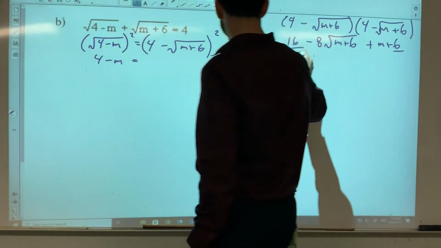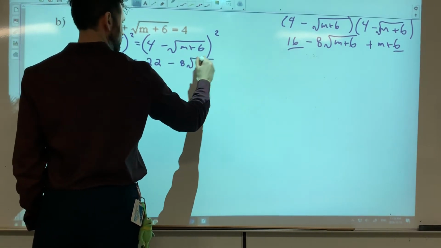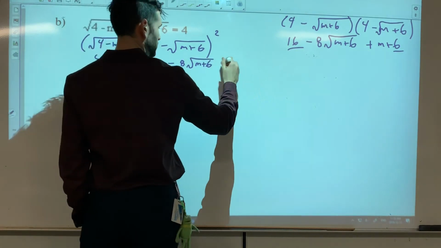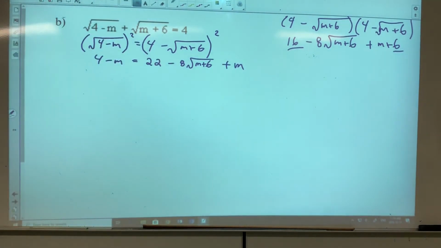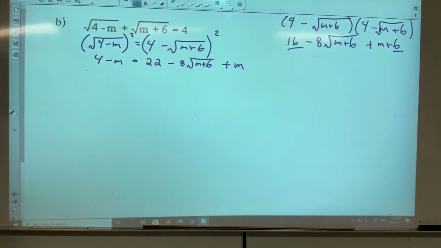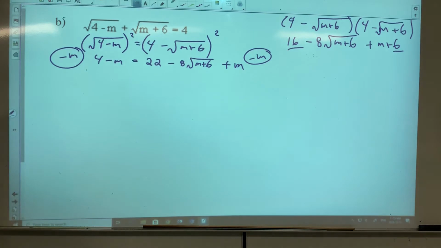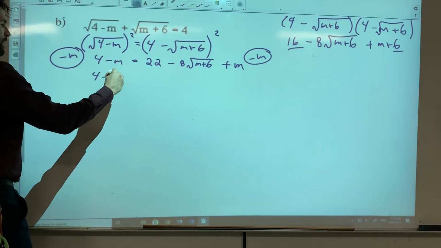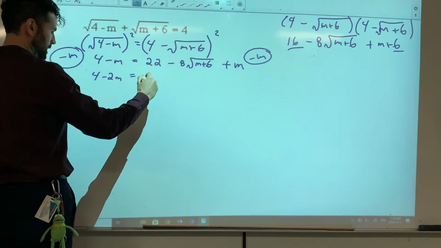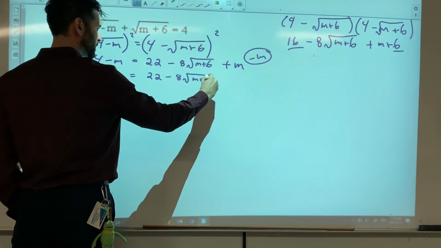So those are like terms, so we're gonna get 22 subtract 8 square root m plus 6 plus m. Is that okay? Yes. Now, on the last question, these two variables cancel. On this question, that ain't gonna happen, right? Because I'm gonna say subtract them, and they only cancel when they're the same sign on opposite sides. So in this case, I'm gonna get 4 minus 2m, and then over here, 22 minus 8 times the square root of m plus 6.